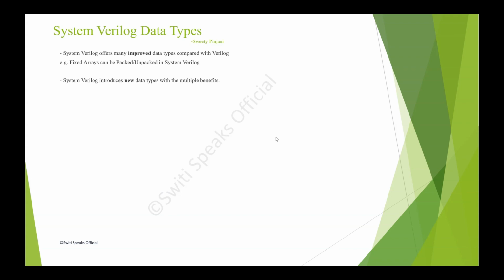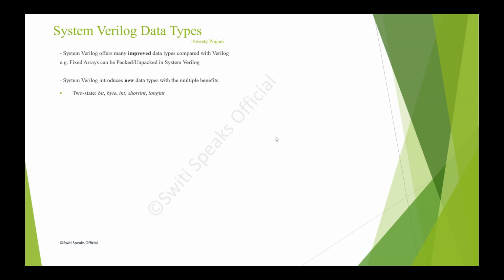Let's move on to the next point, which is new data types which are introduced in System Verilog. They have a lot of benefits. Let's see them one by one. The first data type which we are going to see is two state. Examples are bit and byte. In Verilog, we had reg and wire. Here we have int, shortint, longint. In Verilog, we had integer.